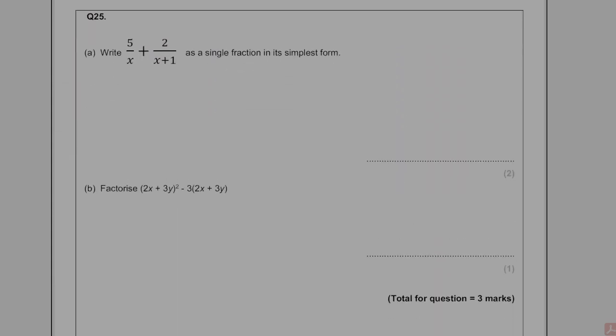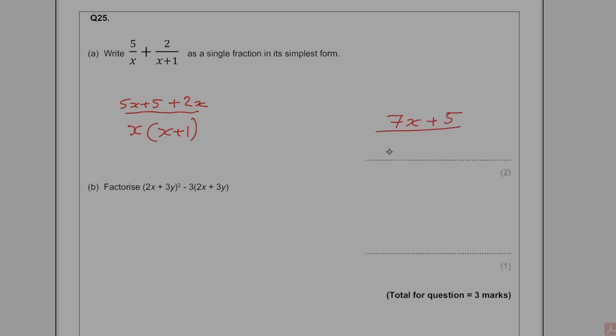Right, question 25. Write this as a single fraction in its simplest form. So I want to put it over the same denominator. The denominator is going to be these two terms multiplied, so x times x plus 1. To do that, I would need to times the 5 by x plus 1, so that would give me 5x plus 5. And then I'd need to times the second fraction by x, so that would be 2x. So that should give me 7x plus 5 over the denominator of x times x plus 1.